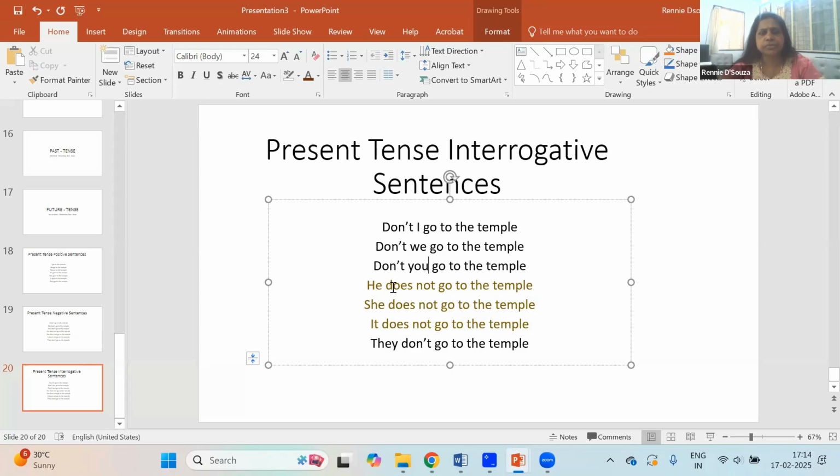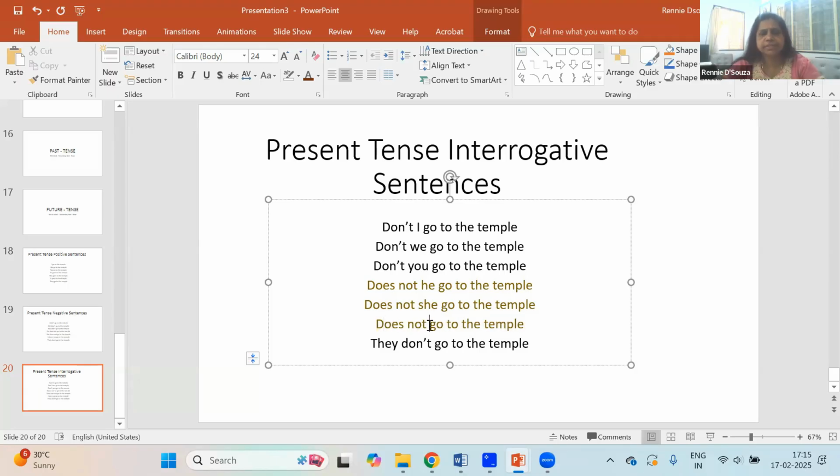First comes the do. Do is the helping verb in present tense for I, we, you and they. Whereas for he, she, it, does is the helping verb. So we use does he or doesn't he go to the temple. Either we can use does he go to the temple, where does he is positive and doesn't he is negative. The answer should be positive for this, right?